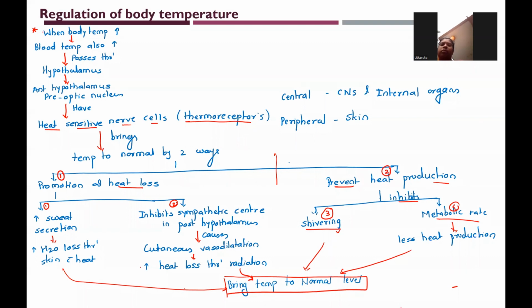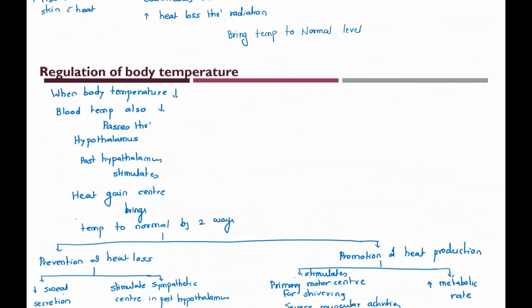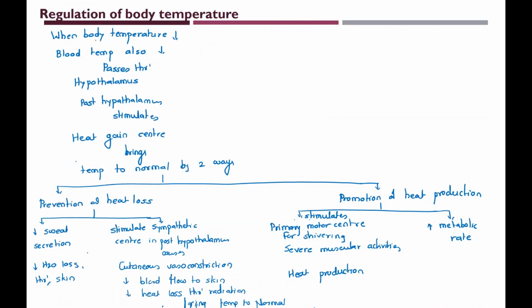So what we have discussed is when the body temperature increases. Next, we'll move on to when the body temperature decreases. What mechanism happens when there is a physiological decrease in the body temperature? See, when we say temperature, it is not constant. It is not like 37 degrees centigrade will be constant throughout the day and throughout the night. It will be varying.